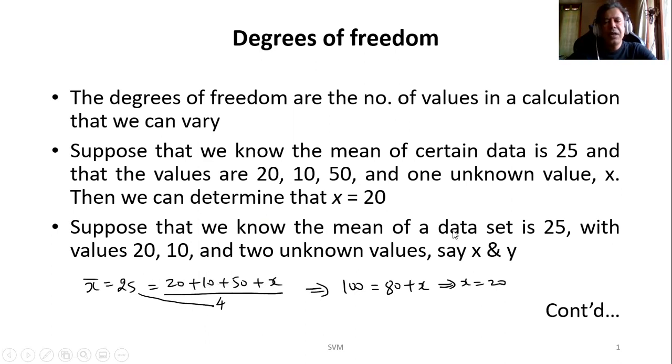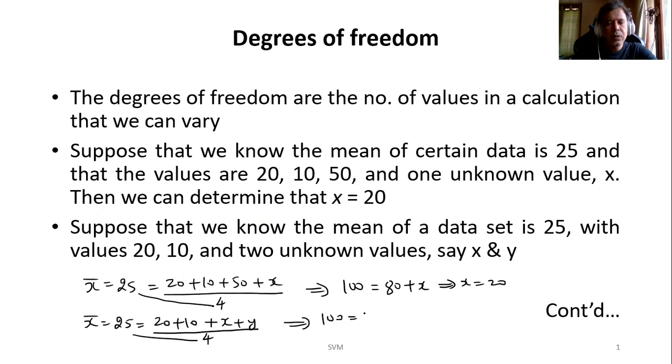Suppose that we know the mean of the data is 25. Again, mean is 25, with values 20 and 10, and then 2 unknown values. We are considering those unknown values as x and y. So here, again, 4 values. So again, this will become 100 is equal to 30 plus x plus y, or we can say 70 equals x plus y. Or we can also say y is 70 minus x.